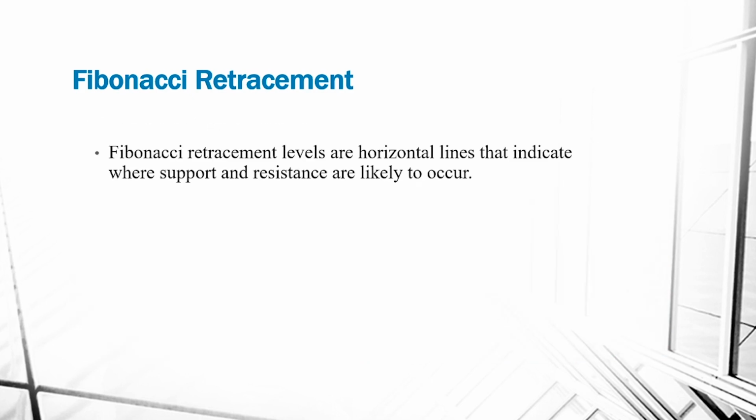So the way you use Fibonacci is that Fibonacci retracement levels are horizontal lines that indicate where support and resistance are likely to occur. So this is basically a tool that helps you identify support and resistance levels.